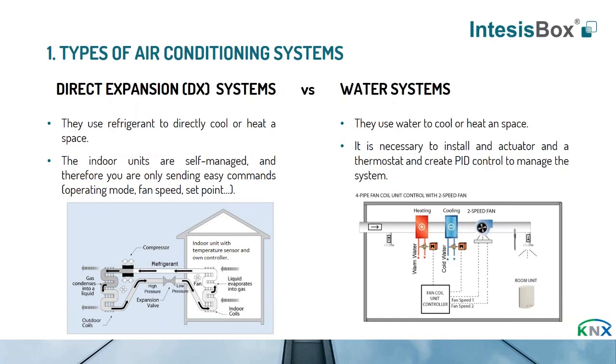However, in the DX system, the indoor unit is self-managed. It means you don't need to create any additional PID control. You just need to send easy commands. It means change the operating mode, like heating, cooling, or send like fan speed 1, 2, or change the set point. And the indoor unit are self-managed. It means all the controls or the regulation is being done by itself. Okay?